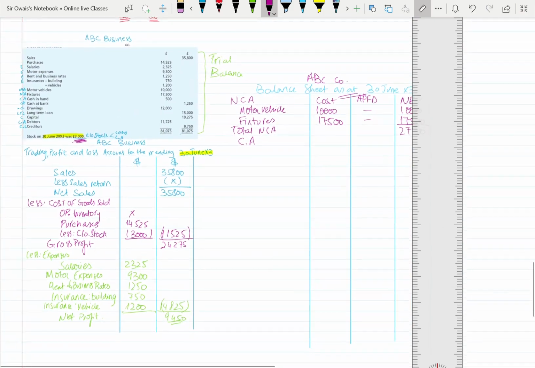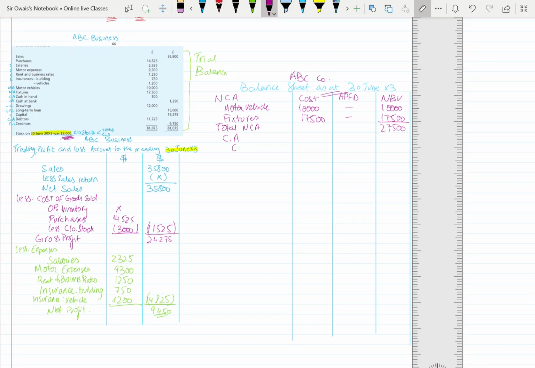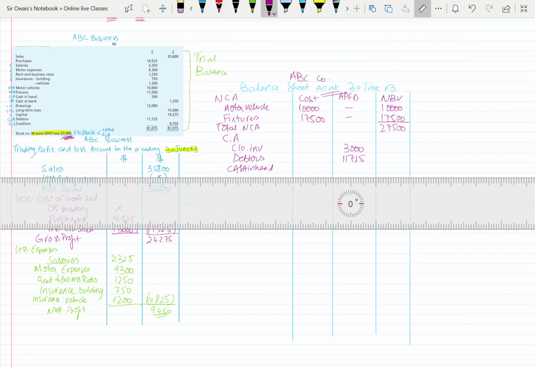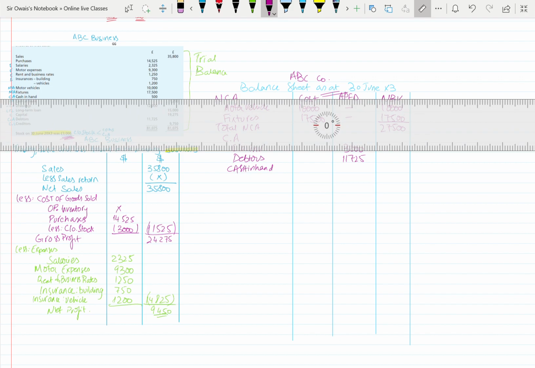Then comes our current assets. The first thing that comes in the current assets is closing inventory. Closing inventory is 3,000. Then comes the debtors. Debtors are 11,725. Okay. Then we have cash in hand and cash at bank. Cash in hand is 500.